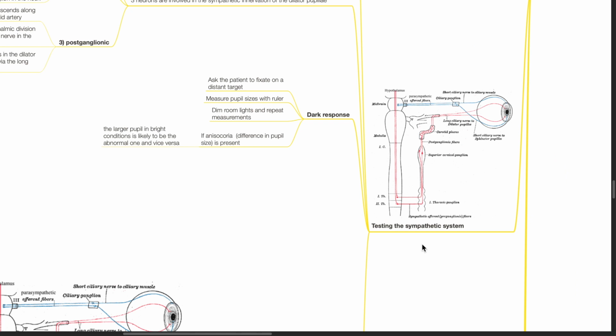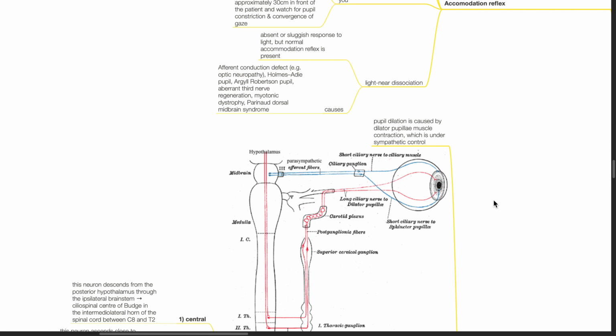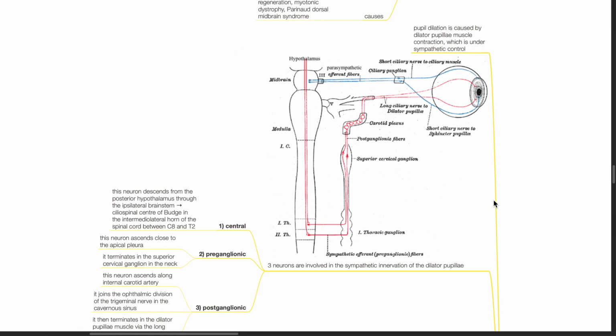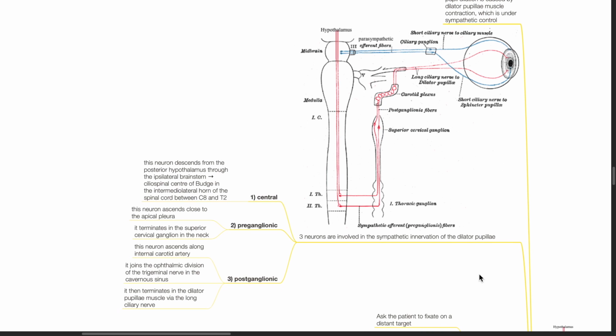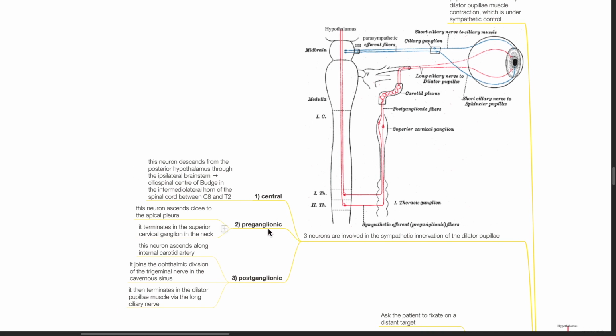Testing the sympathetic system in cranial nerve three. Pupil dilation is caused by dilator pupillae muscle contraction, which is under sympathetic control. Three neurons are involved in the sympathetic innervation of the dilator pupillae: central, preganglionic, and postganglionic neuron.